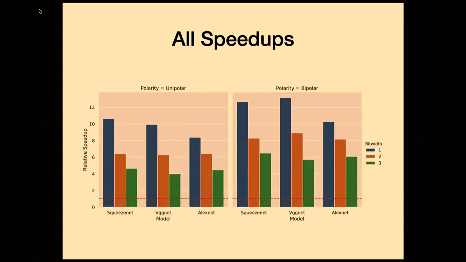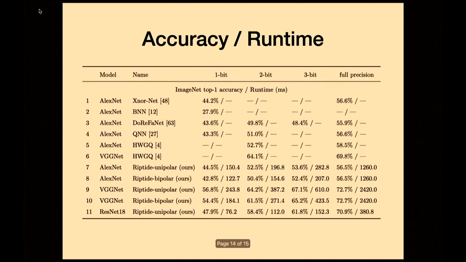These are some of our end-to-end speed ups. So we looked at SqueezeNet, VGGNet, and AlexNet, and we get pretty compelling speed ups for 1, 2, and 3 bits. And we don't lose that much accuracy. The accuracy is also compelling, and we have some runtime measurements. So this will be available soon.